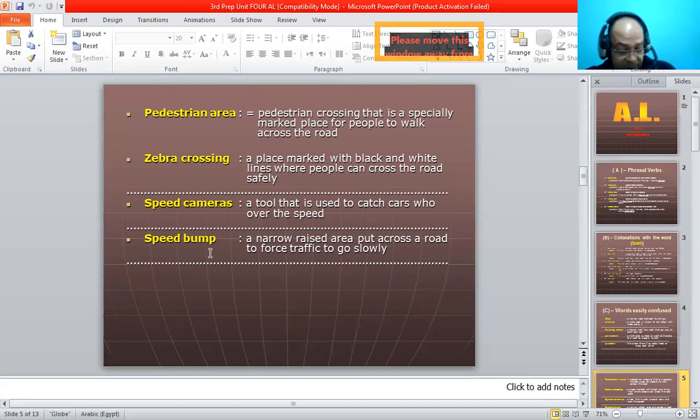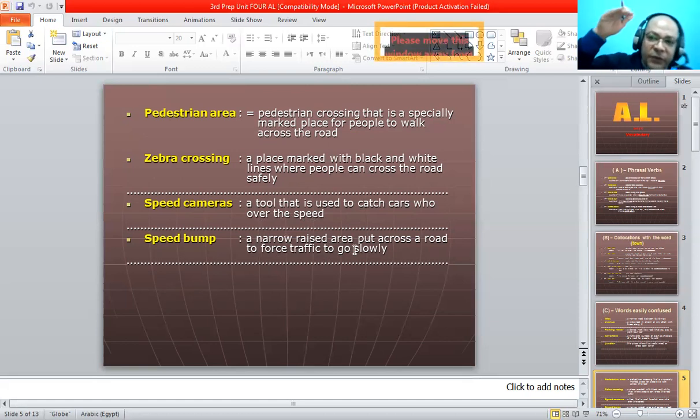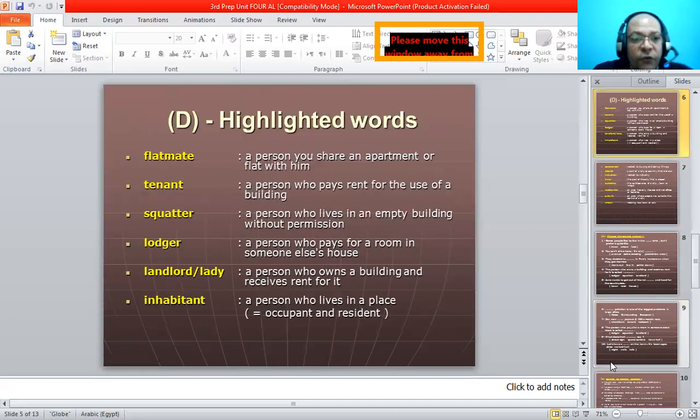speed bump, which is of course the bump we find in the street. A raised area put across a road to force traffic to go slowly. So a speed bump forces cars to slow down as they drive. Let's see the next slide. Highlighted words.